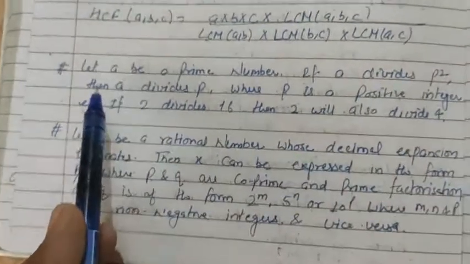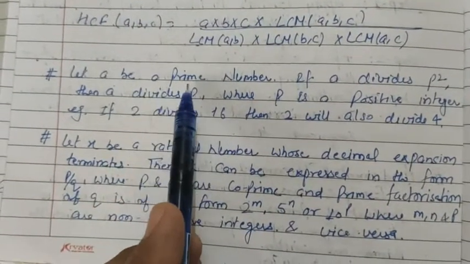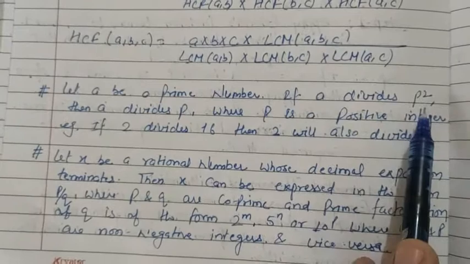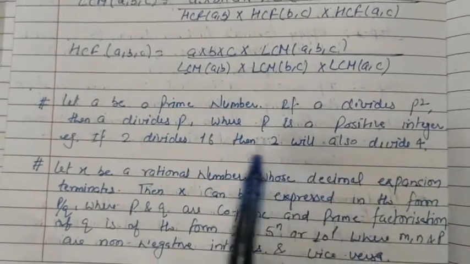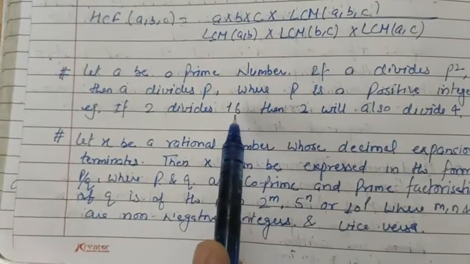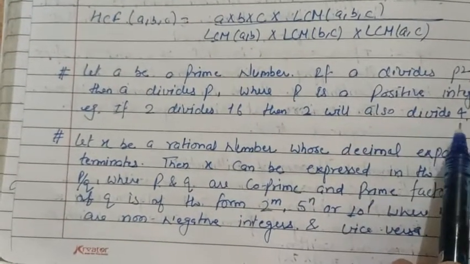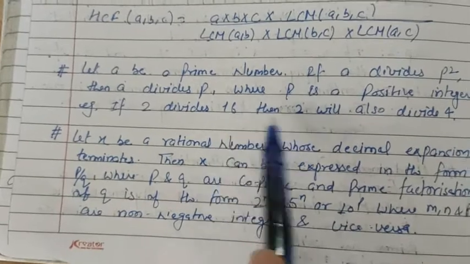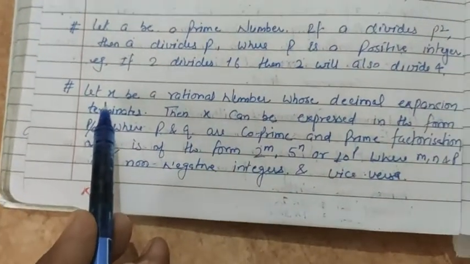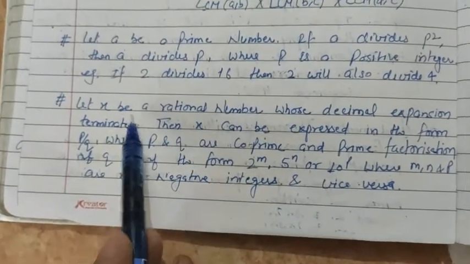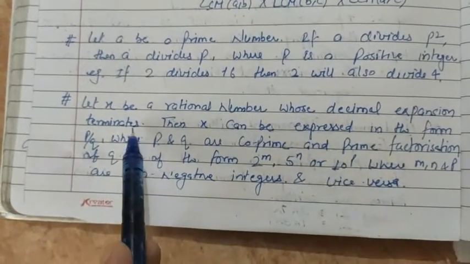Now if A is a prime number and A divides P square, then A will divide P also, where P is a positive integer. For example, if 2 divides 16, then 2 will also divide 4, as 16 is the square of 4.